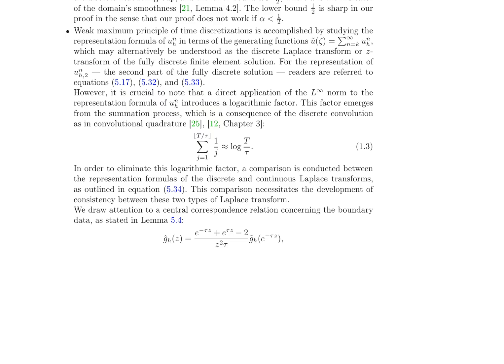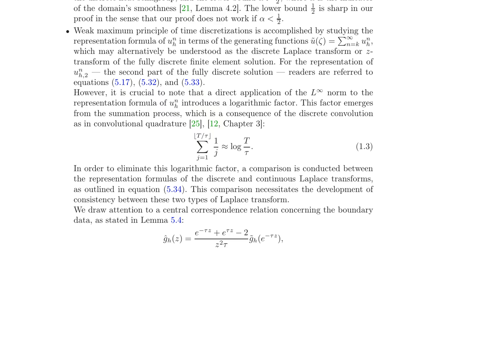Second, the paper establishes the weak maximum principle of time discretizations by studying the representation formula of U^N in terms of the generating function U(ζ) = Σ_{n=k}^∞ U^n ζ^n, which can be understood as the discrete Laplace transform or Z-transform of the fully discrete finite element solution.